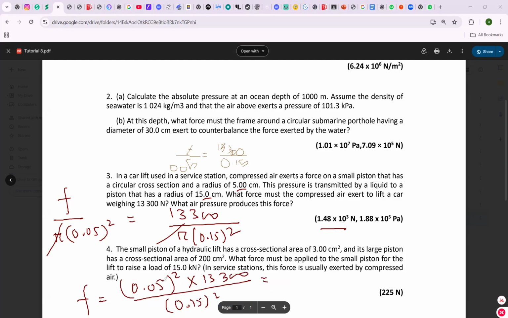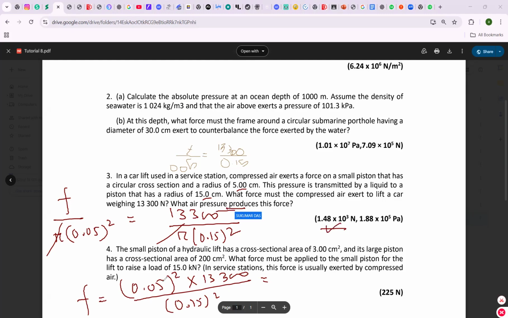Okay, 0.05 square. Okay, so I got 1.48 into 10 power 3. At the same answer, right? Yeah, same answer. Perfect.